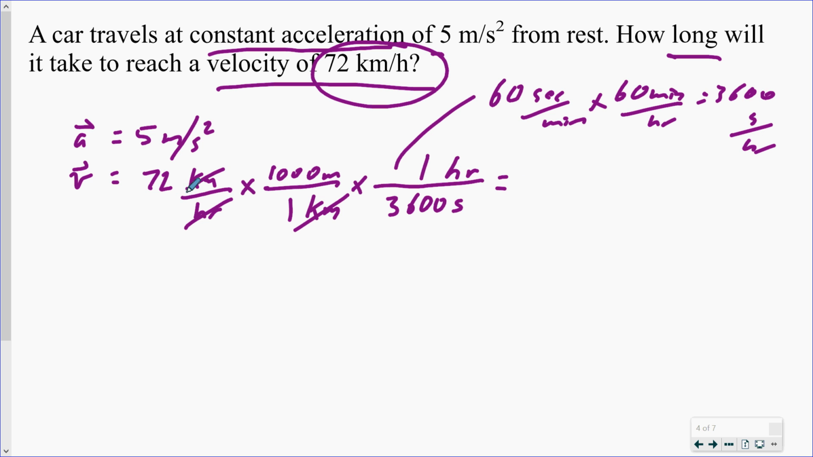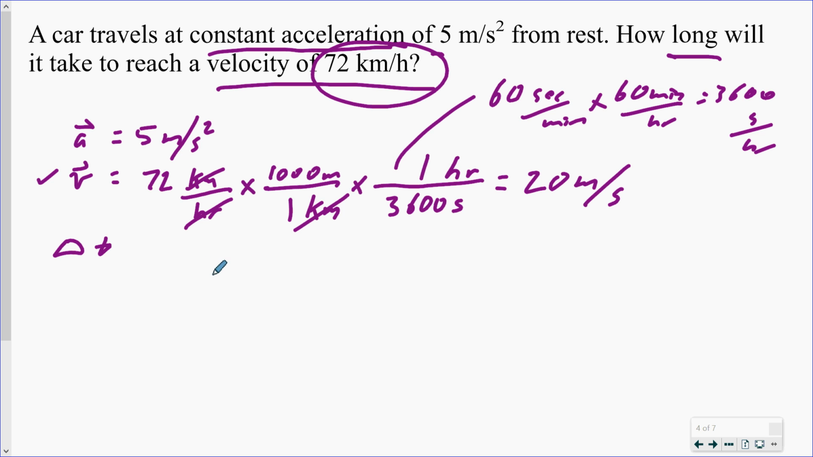So what are we doing? 72 times 1,000, 72,000 divided by 3,600, and that works out to 20, nice even 20 meters per second. Are those the units that we want? Yes, because it is a speed or a velocity. What are we looking for? We're looking for a change in time.